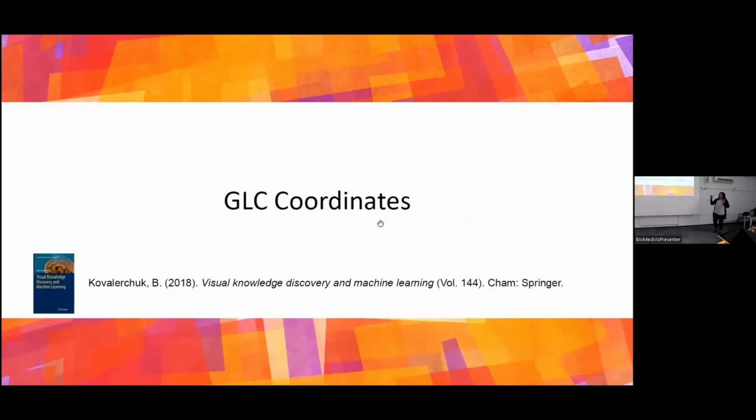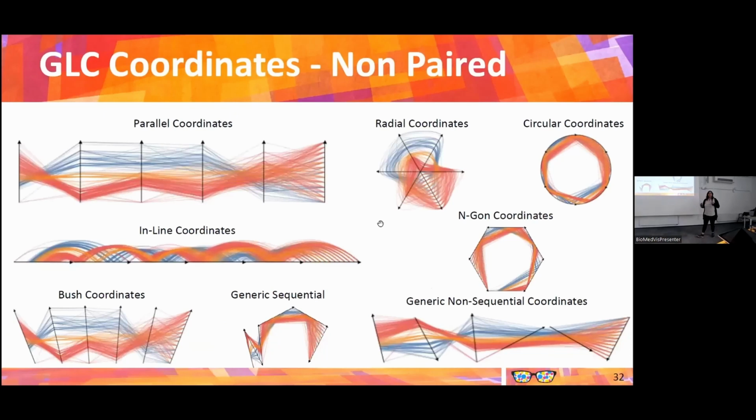In this context, these new coordinates appeared some time ago. Boris Kovalerchuk is the author. He presented these GLC coordinates in 2018. GLC is general line coordinates. They are based on the parallel and radial coordinates that we were talking about, but they are quite different. They are really nice.